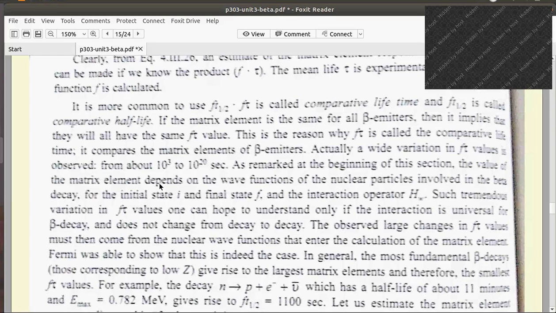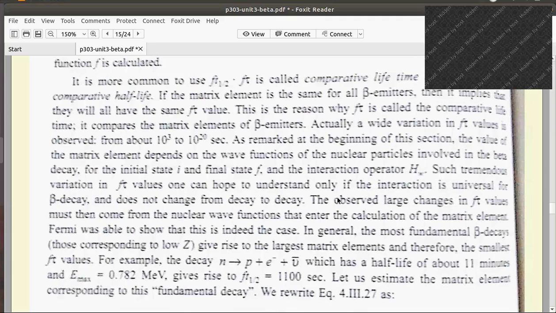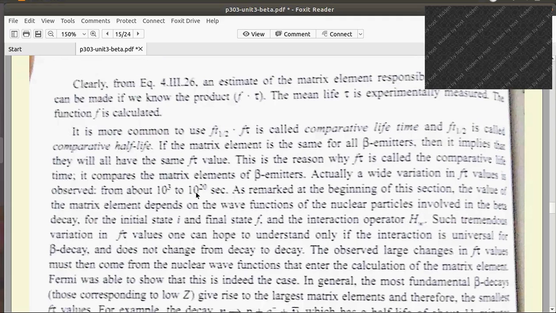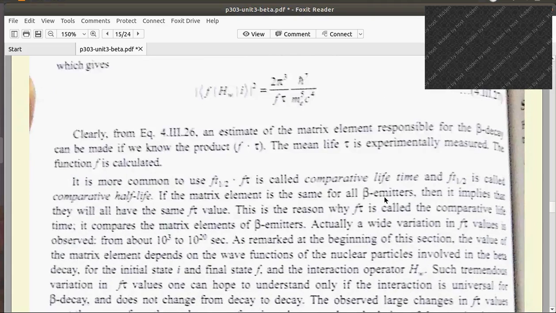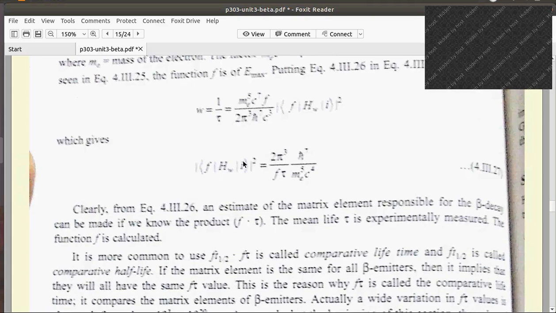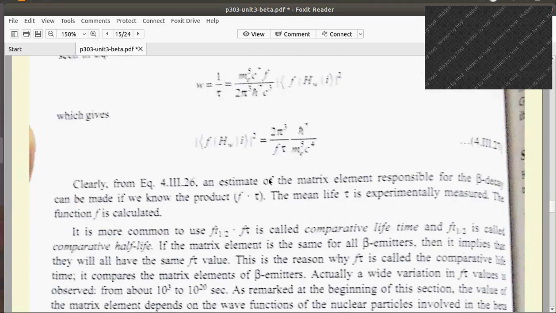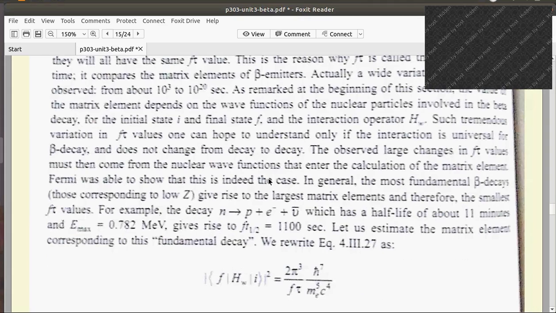Now we know that the value of the matrix element will depend on the wave functions of the nuclear particles involved in the beta decay, for the initial and final state, and the interaction operator H. Such a tremendous variation in ft can, now we know that the matrix element of H, this value ranges from 10⁻³ to 10⁻²⁰. Now this is a very large variation. Also the states are fixed, final, initial and H, all three of them are fixed. So why is this variation taking place?